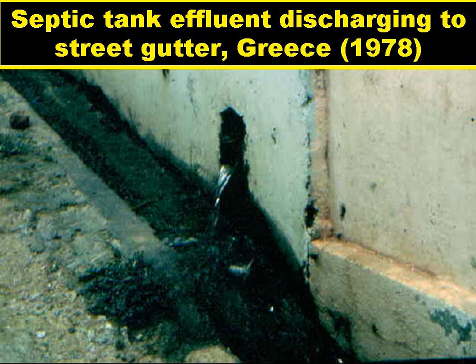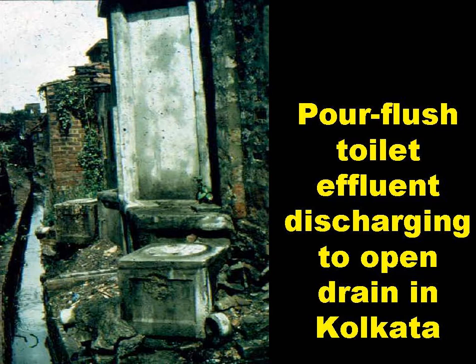This slide shows septic tank effluent discharging into a street gutter. This was taken in Greece in 1978 and is clearly an unsatisfactory situation. This shows something very similar, a poor flush toilet effluent discharging to an open drain in Kolkata, and this was taken just a few years later in the early 1980s.